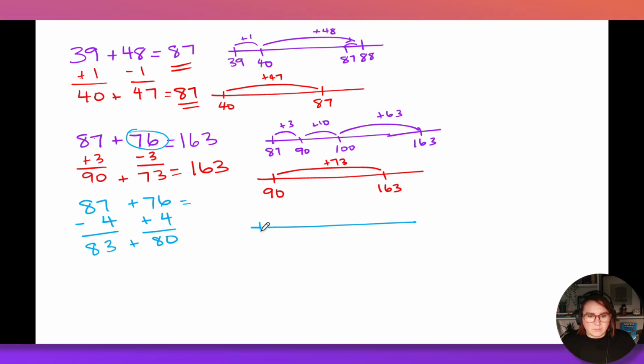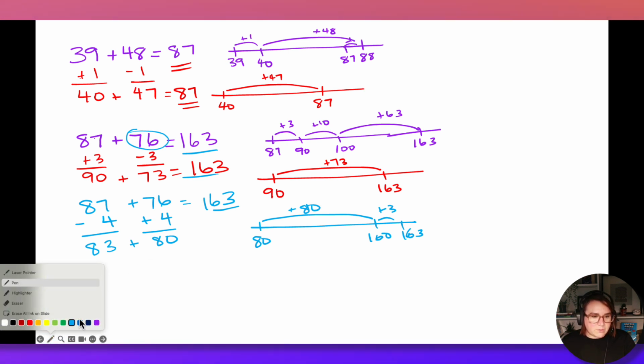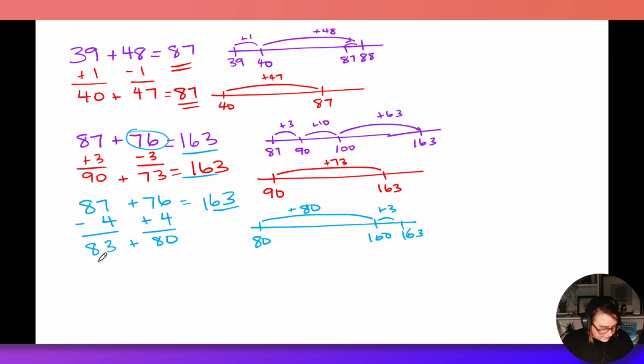Well, if I think about 80 and I want to add 80 more, that's going to get me 160, right? 160 plus another 3, 163. So in all three cases, we got the same sum by using that give and take strategy. So kids could go either way with that one, which is kind of what's neat about it. You can see how it's so much more sophisticated.